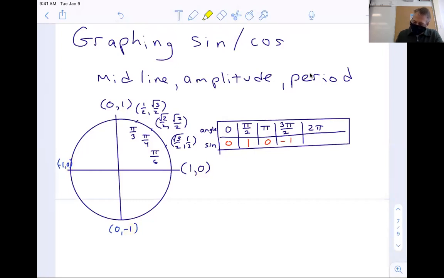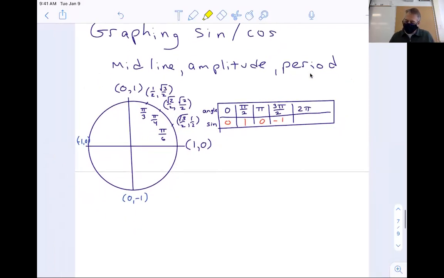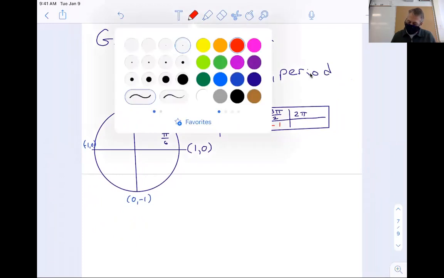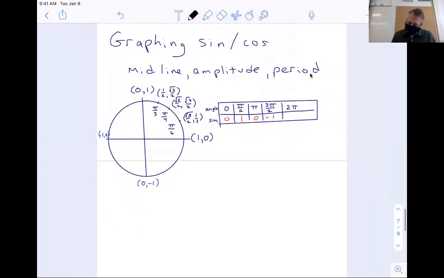And then if I keep going around, they're going to start over again. So if this is my angle, I have my sine here was 1, my sine here was 0, my sine here was negative 1. But they're going to start over again here, and then 1, and then 0, and then negative 1. It's going to keep going around and around. So I don't need to do all that. I'm just going to draw a basic graph of this, but a linear graph. So I'm going to draw an XY axis.